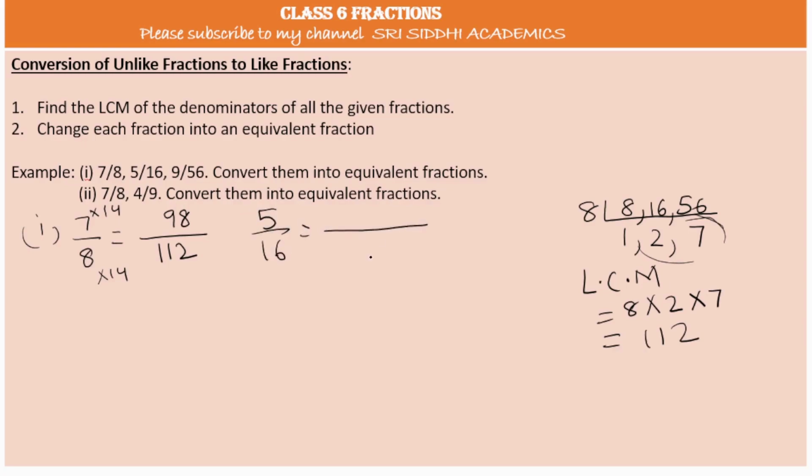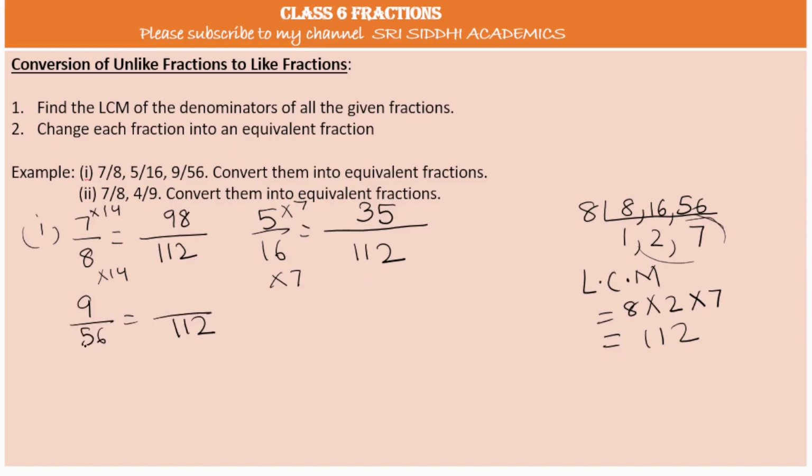Similarly here also we have to make them all equivalent fractions, means all the denominators should be equal to 112, then only all of them will become like fractions or equivalent fractions. So 16 here, 16 into what? 16 into 7 is 112, that means here I will multiply 7 in the numerator also. So 5 into 7 will be 35, 35 by 112. Next is 9 by 56.